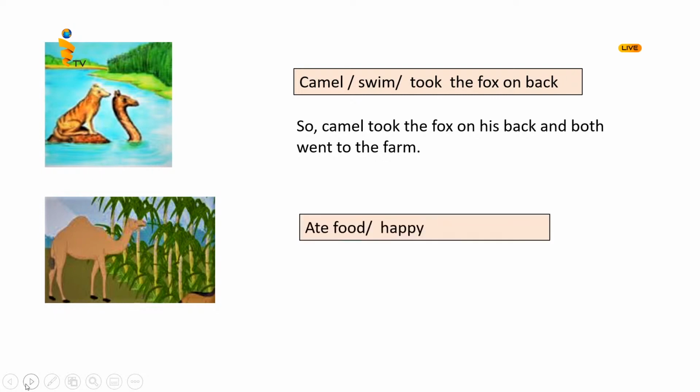Now look at the fourth picture. Now you can see the camel is eating some food and they seem to be very happy. So we will build up a sentence like this. They ate a lot of food and both of them were happy.